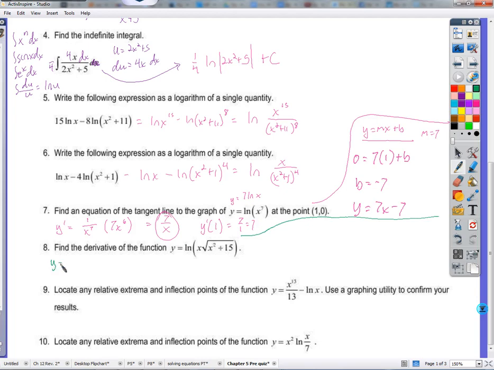So I'm going to make y equal to the natural log of x plus 1/2 times the natural log of x squared plus 15. Now y prime will be: the derivative of the natural log of x is 1 over x, plus 1/2 times the derivative of this. The derivative of this is 1 over x squared plus 15 times the derivative of x squared plus 15, which is 2x. These 2's can cancel out. We get 1 over x plus x over x squared plus 15.